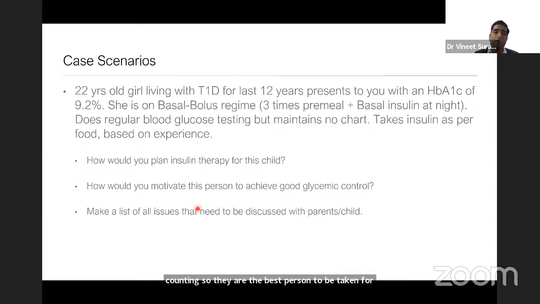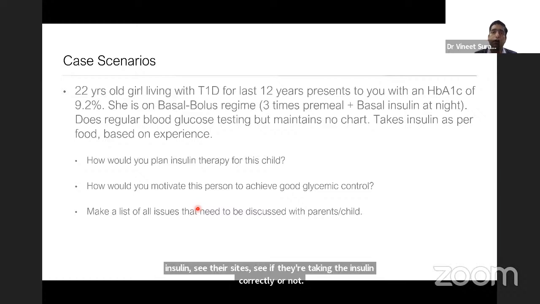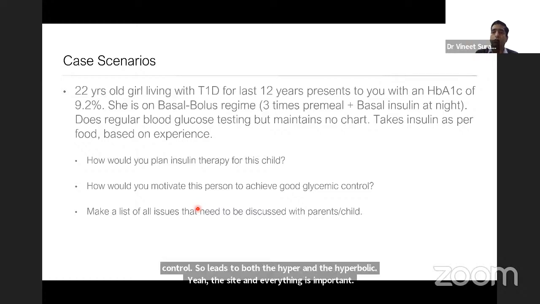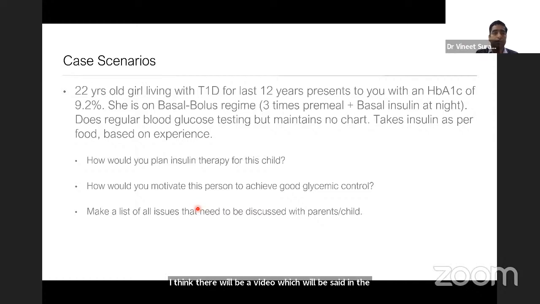Teach them carb counting, teach them how to take insulin, see their sites, see if they are taking the insulin correctly or not. A lot of times we see that in adulthood they come to us by the age of 18, 20, 21, and then we see that there is a complete insulin hypertrophy of the area where they are injecting. So this never gives good control. It leads to both hyper and hypoglycemia. So the site and everything is important. I think a video will be shared in the group about the best sites to give insulin and everything.